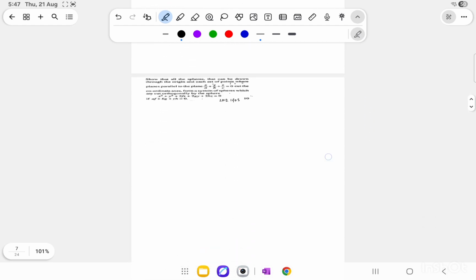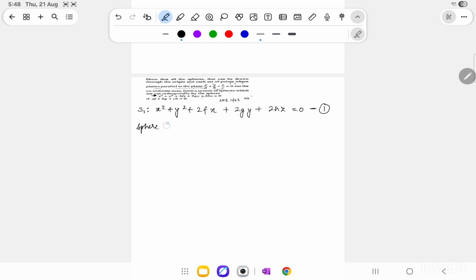So the next question is, show that all the spheres that can be drawn through the origin and each set of points where the planes parallel to this cut the coordinate axes form a system of spheres which are orthogonal to this sphere. So the question is saying that they have given us two equations of sphere. Let sphere S1 be this sphere, which is x square plus y square plus 2fx plus 2gy plus 2hz equals 0. Let us name it as 1.